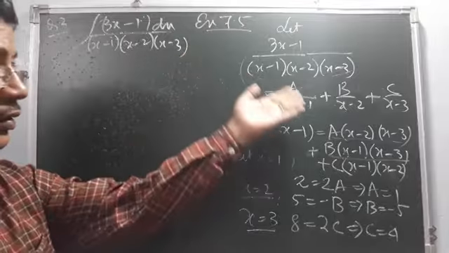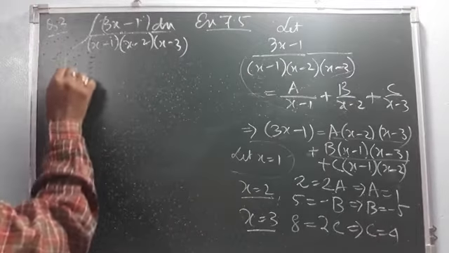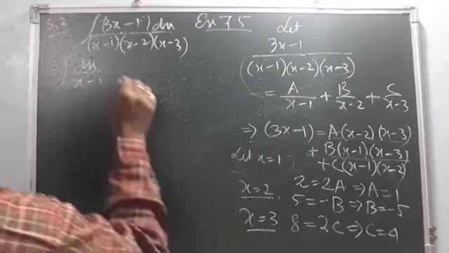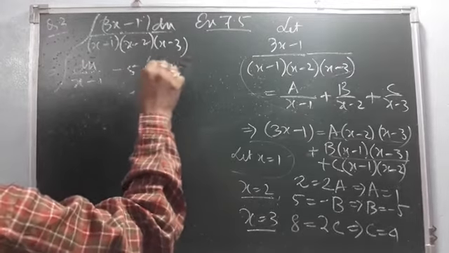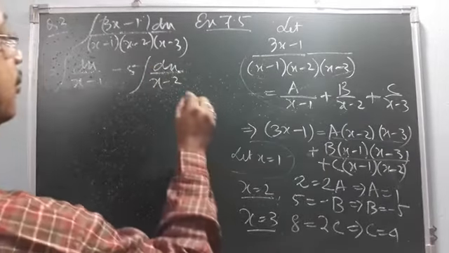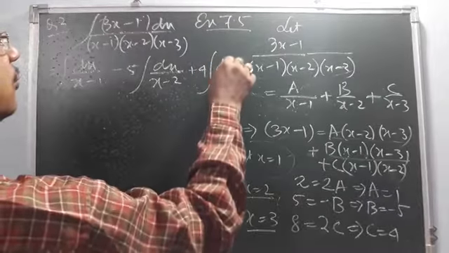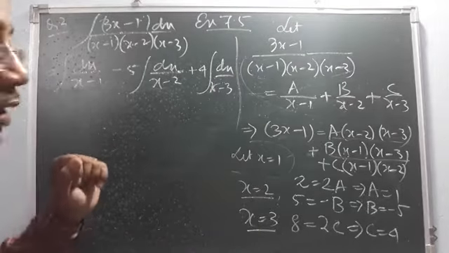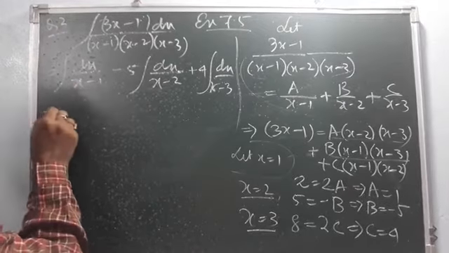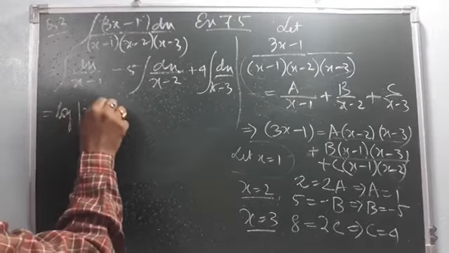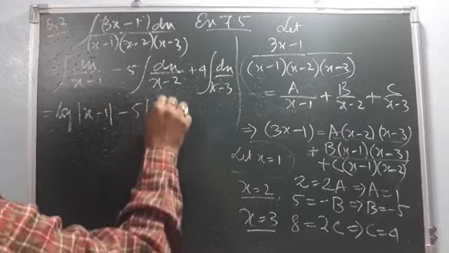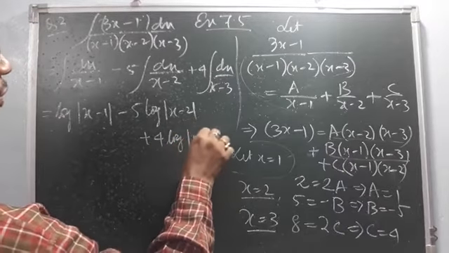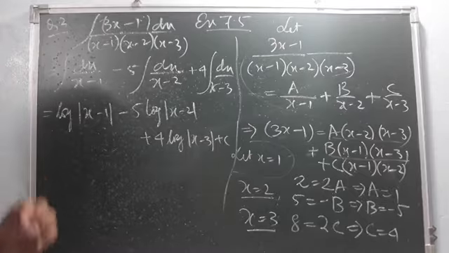So we can split this way: the integral is integration dx divided by x minus 1, B is minus 5, take minus 5 outside, dx divided by x minus 2, C is 4, so 4 integration dx by x minus 3. So that is our main target. Now see, the numerator is the differentiation of the denominator. We can write this as log modulus x minus 1, this as log modulus x minus 2, and this as 4 log modulus x minus 3, plus C. This is according to the rules or formula.